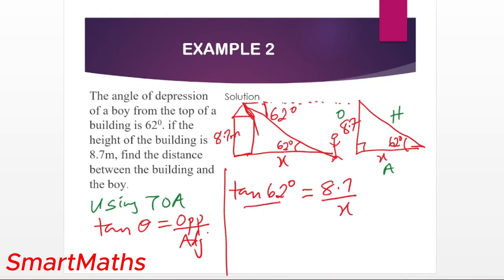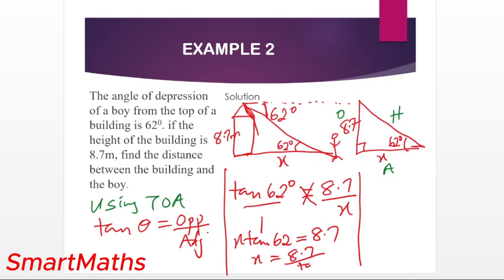From here, this is over 1 now. When you cross multiply, that will be X tan 62 equals 8.7. Which means X equals 8.7 divided by tan 62 degrees. So that's what we're going to look for now. X equals 8.7 divided by tan 62 degrees.